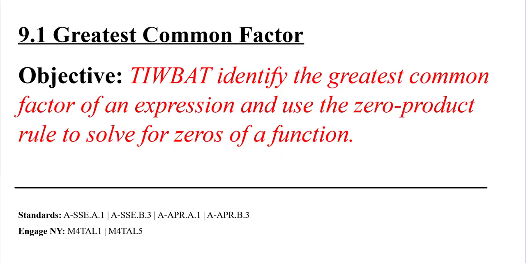Mr. Martin here. This is 9.1 greatest common factor. We are going to talk about the greatest common factor, and we're going to learn this thing called the zero product rule. This is going to help us solve for zeros of a function.